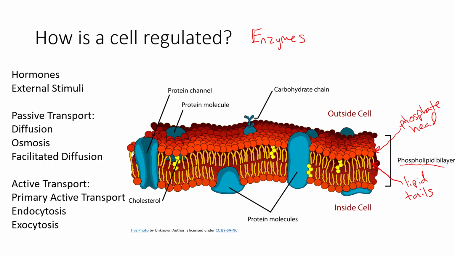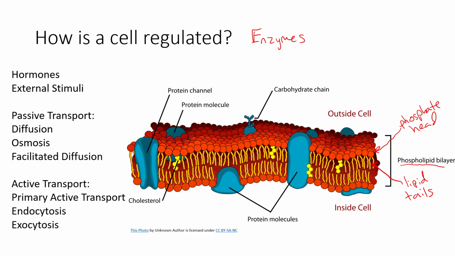So that would be facilitated diffusion. It's moving down the concentration gradient until there are equal concentrations inside the cell and outside of the cell. And facilitated means that it needs a protein channel, or in other words, a doorway, in order to do that.